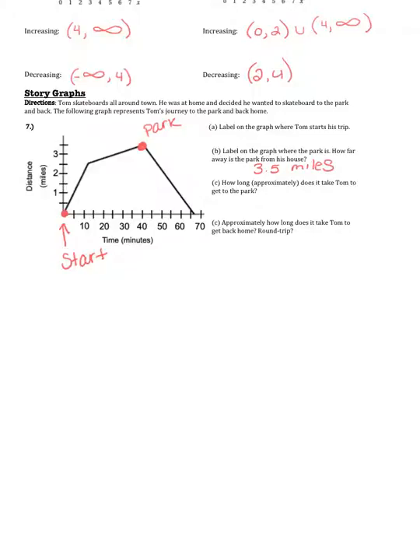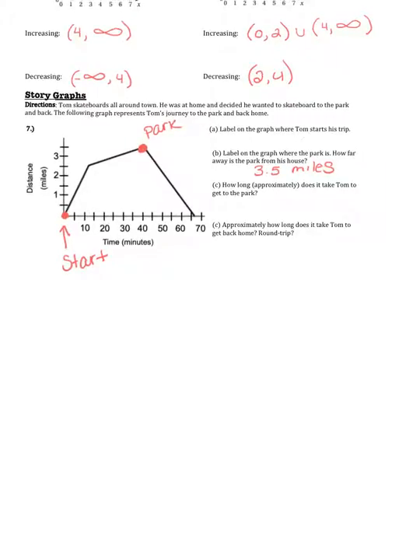And then part C says, how long approximately does it take Tom to get to the park? Okay, so if this is the park, what I would do is drag my finger down, and we're approximating here. So it's between 35 and 40 minutes, maybe closer to 40 minutes, so maybe I'll say 38 minutes. So approximately 38 minutes. It's pretty good.